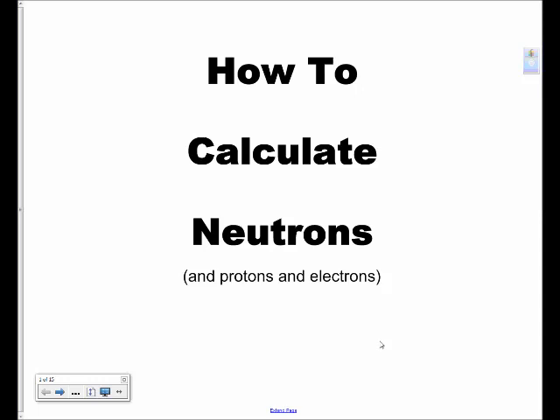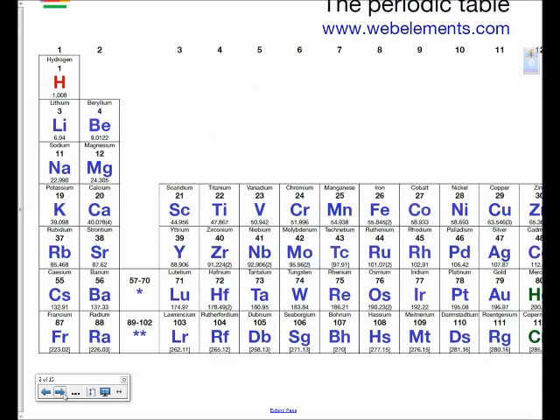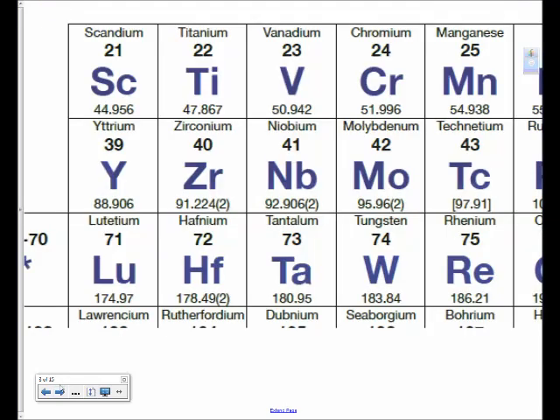Hi, this is Mr. Lindemann, and I'm going to quickly show you how to calculate the number of neutrons and protons and electrons for a stable atom. And what you're going to need is the periodic table. So let's look at just a section of the periodic table right here. In fact, let's just use vanadium.